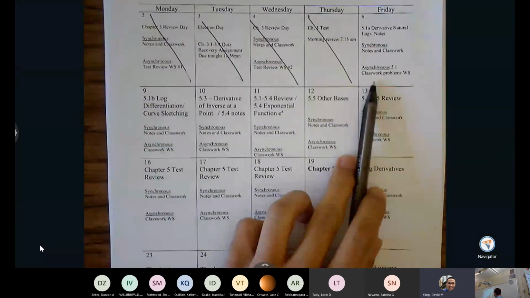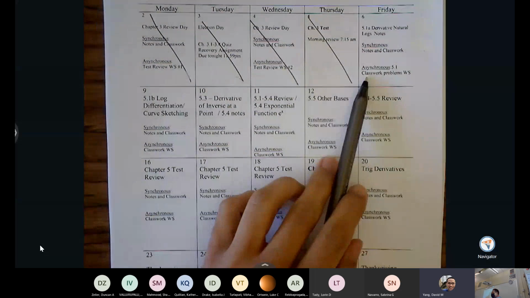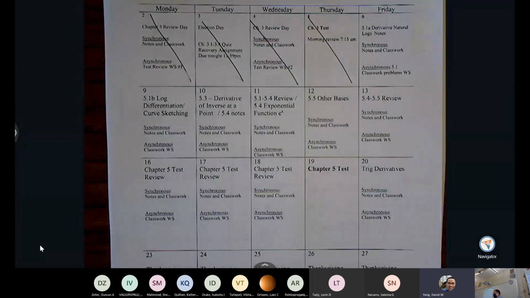So today we're going to start chapter 5, talking about derivative rules for natural log. You're going to see that this is going to feel a little bit like chapter 2. We're going to revisit a lot of things that we've seen in chapter 2, such as product rule, chain, quotient, implicit, but we're just doing it with a different set of derivative rules, but a lot of things will apply.